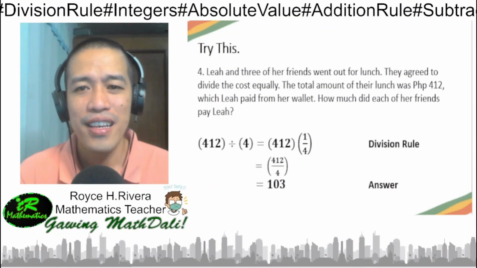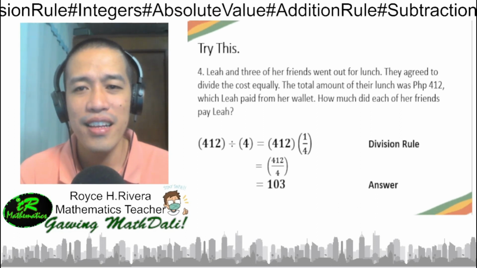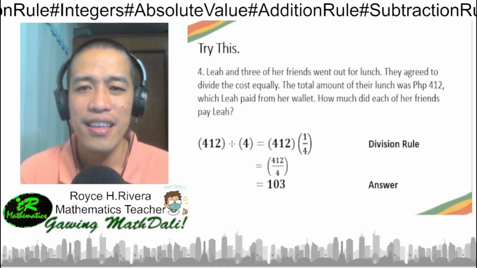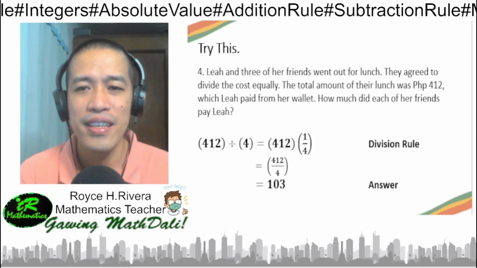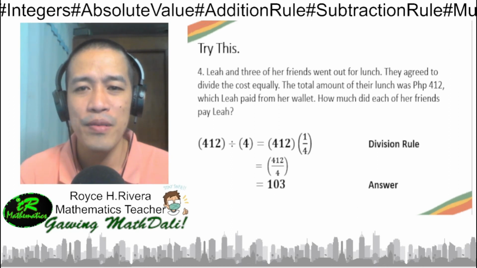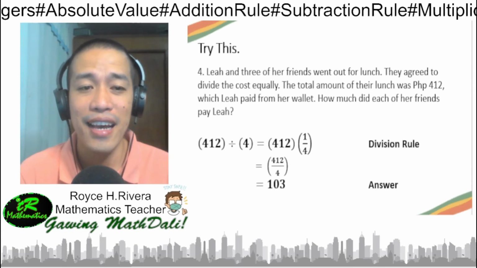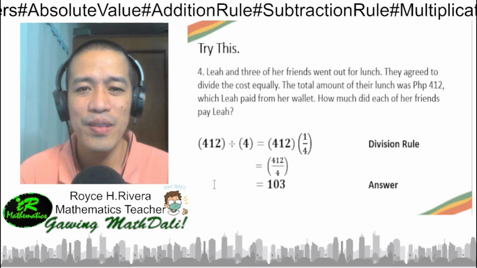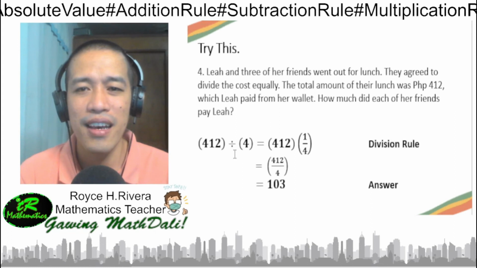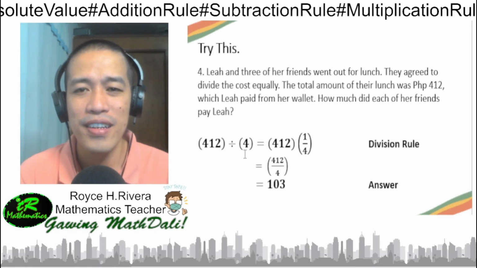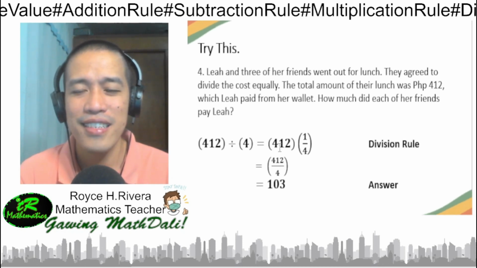Item number 4, Leia and 3 of her friends went out for lunch. They agreed to divide the cost equally. The total amount of their lunch was 412 pesos, which Leia paid from her wallet. How much did each of her friends pay Leia? For the solution, the total amount paid was 412, so we will divide that by 4 among Leia and her friends.